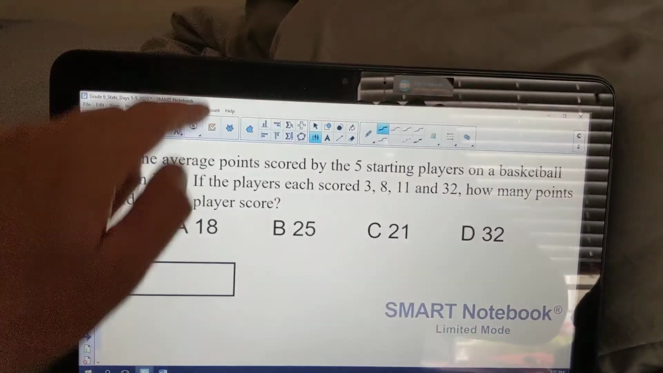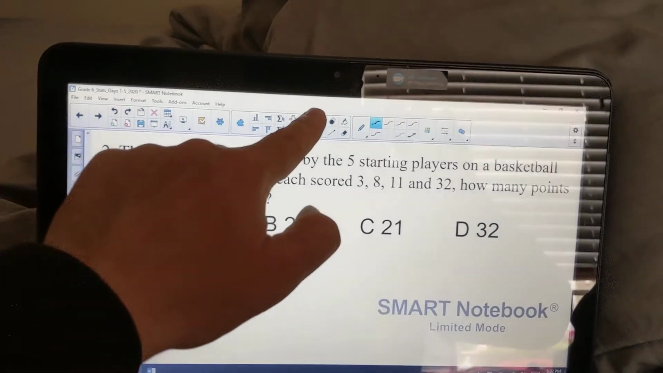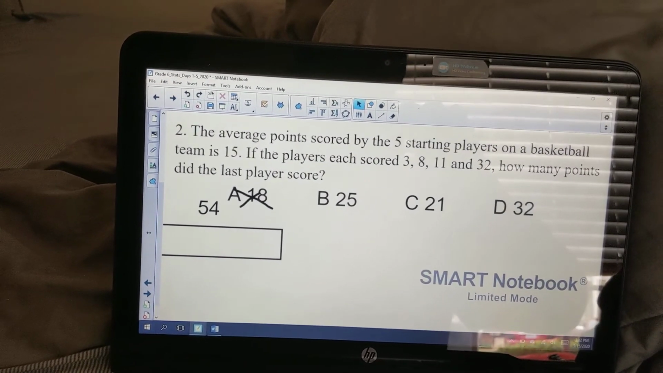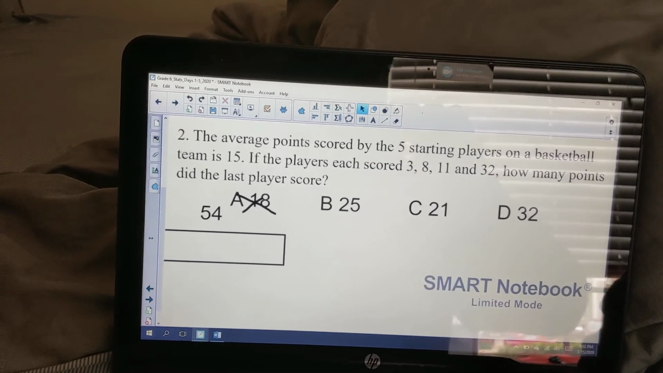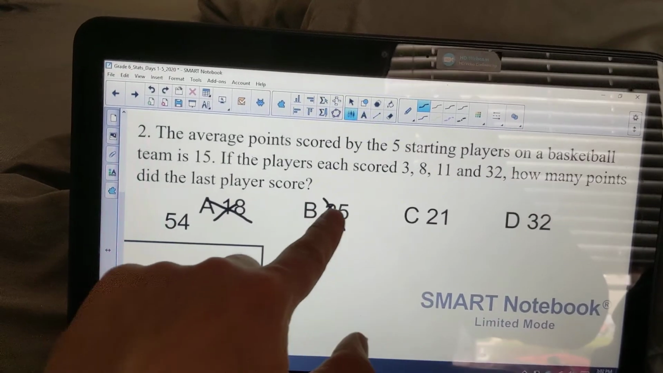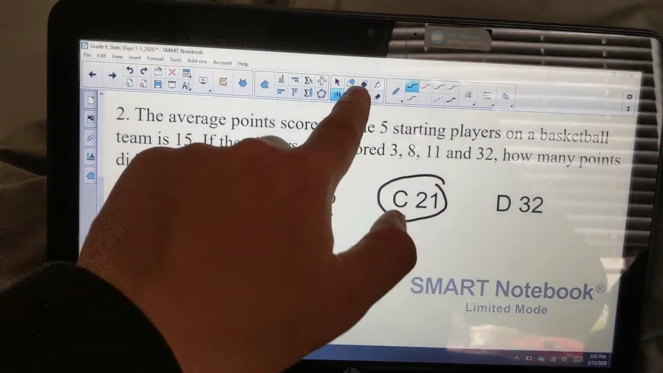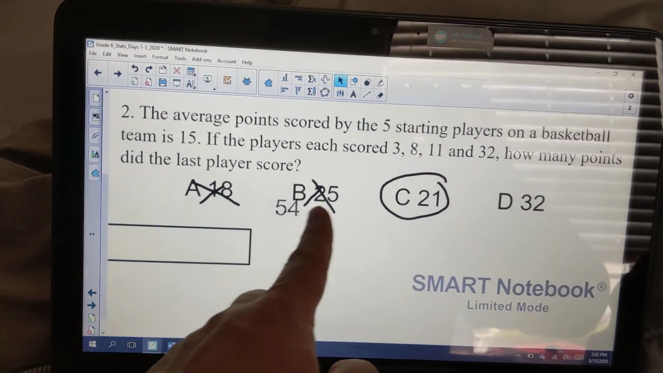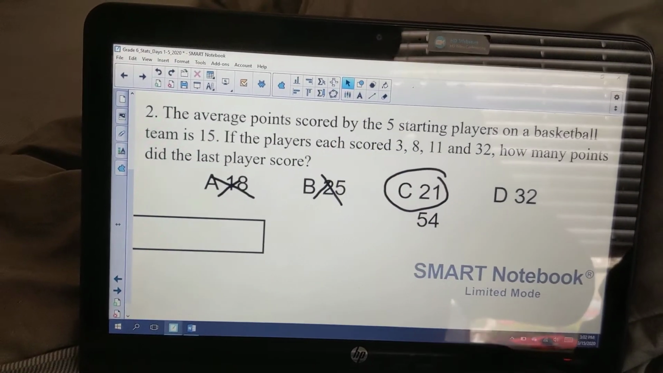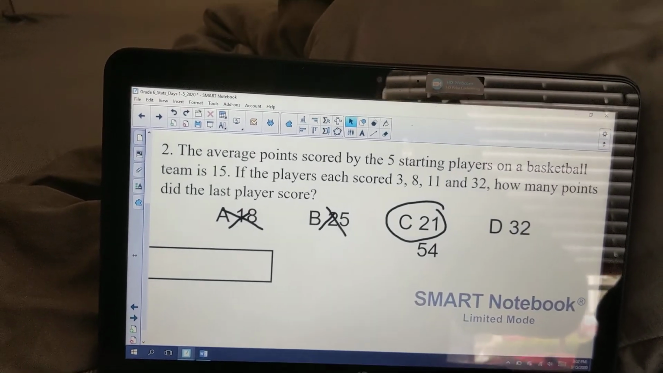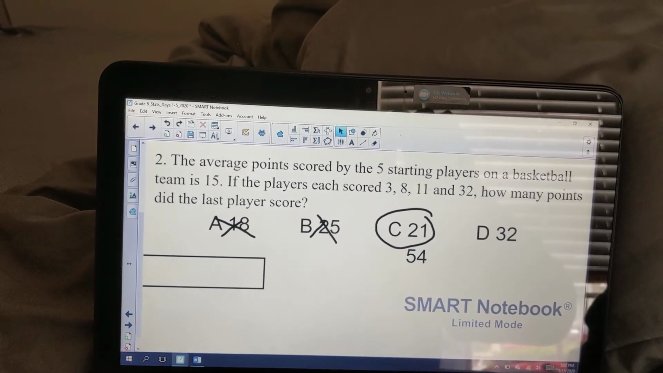So 18 is not enough points. So then we'll try 25 points. So 54 plus 25. Divide that by 5, that gives us 15.8. So that 25 is a little too big. I'm pretty sure C is going to work because it has to be more than 18 but less than 25, but we'll give it a double check. So 21 plus 54 gives us 75, and 75 divided by 5 is 15.